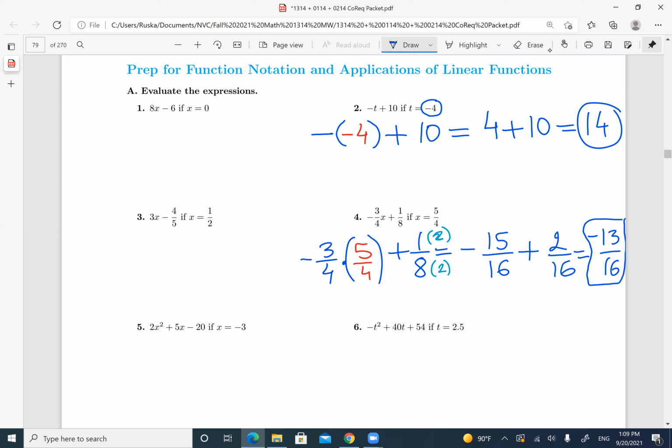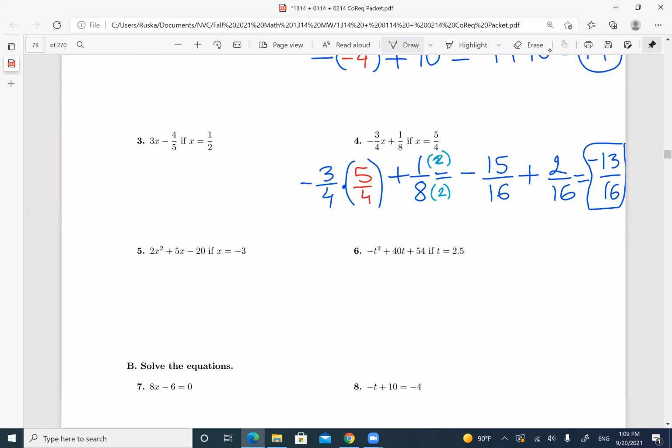In this case, you can't reduce. So that's my answer, -13/16. So that's how you evaluate expressions. You just plug in the number given for the variable, and then simplify. Okay? We're going to finish this in groups a little bit later.